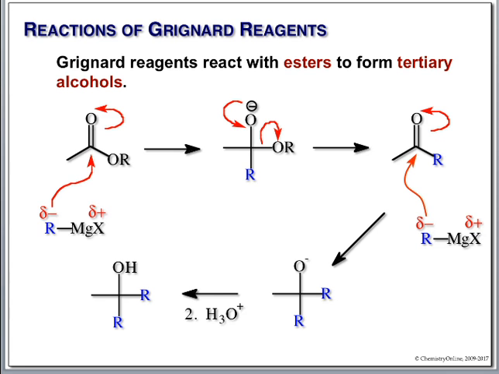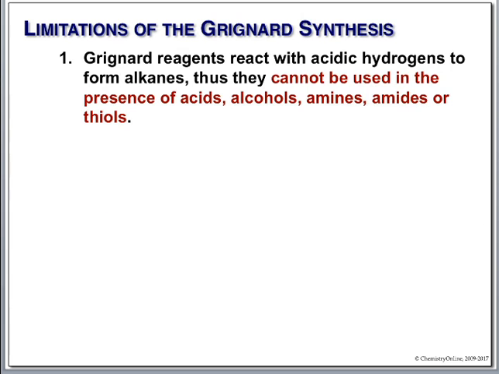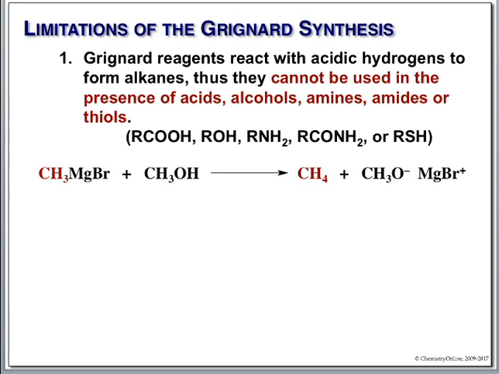But let's just finish up talking about the downside of Grignards. Limitation. Remember, we're dealing with a carbanion, right? Really strong base. If your molecule has any hydrogen in it that's acidic, it won't work. Carbanion is just going to pull the hydrogen off, in this case from methanol, make methane, and your reaction is dead. So we can't do a Grignard if we have acids, alcohols, amines, amides, or thiols. Won't work at all.